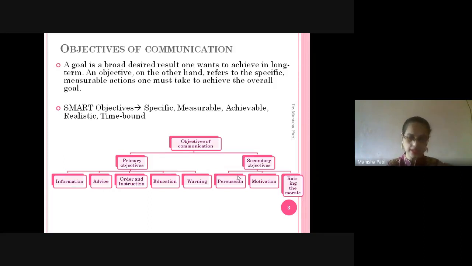Please pay attention to the spellings. When it is M-O-R-A-L, it is moral. When you add an E at the end, M-O-R-A-L-E, it is morale. Moral and morale. These two are different words. They are not the same.